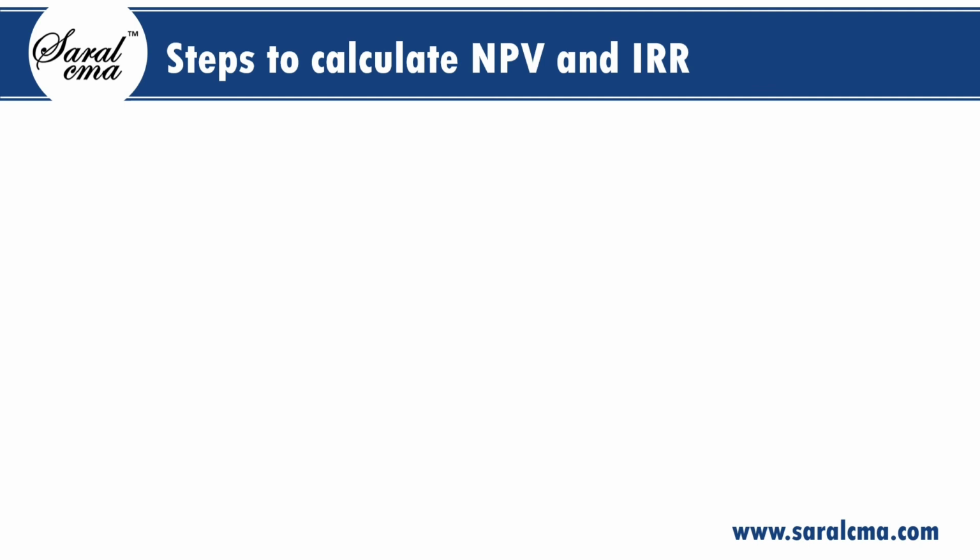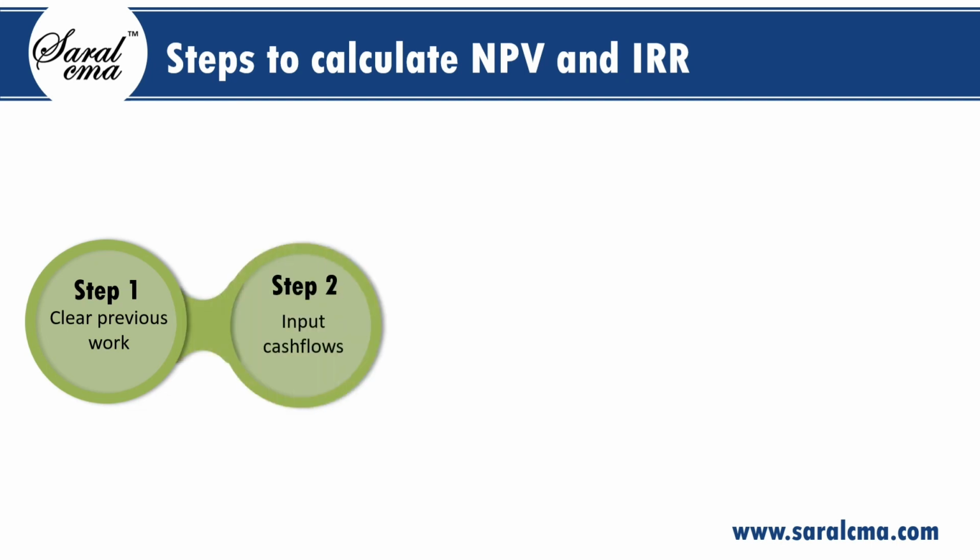Before we actually calculate NPV and IRR using an example, let us first look at the steps to be followed to calculate them. The first step while working on any worksheet function of the calculator is erasing the past data that is already there in the calculator so that the past data does not affect the present calculation we are going to do. The next step is to input cash flows in Texas Instruments BA2 Plus calculator.